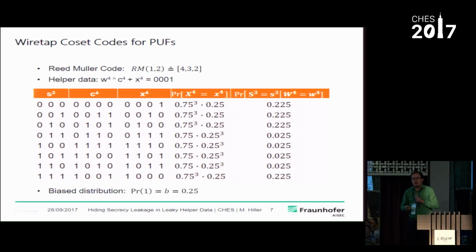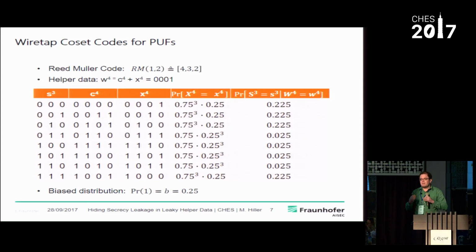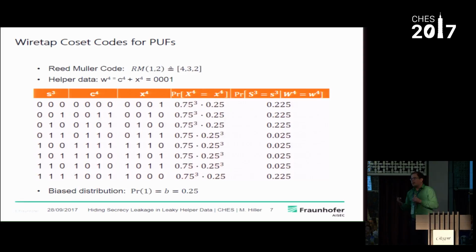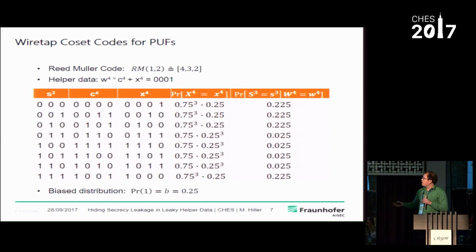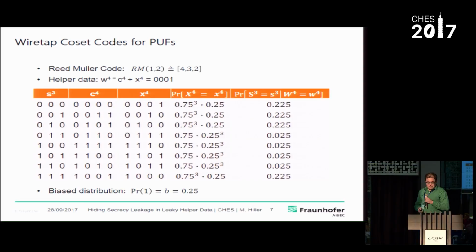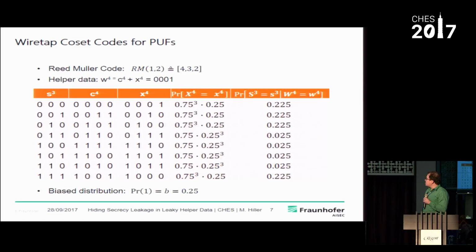So something you can see here is that the puff response does not protect all key candidates in the same way, or that the helper data leaks information and we can basically reduce the key space to half of it in this case, because it was really a significant leakage. And to address that, we looked at wiretap coset coding.